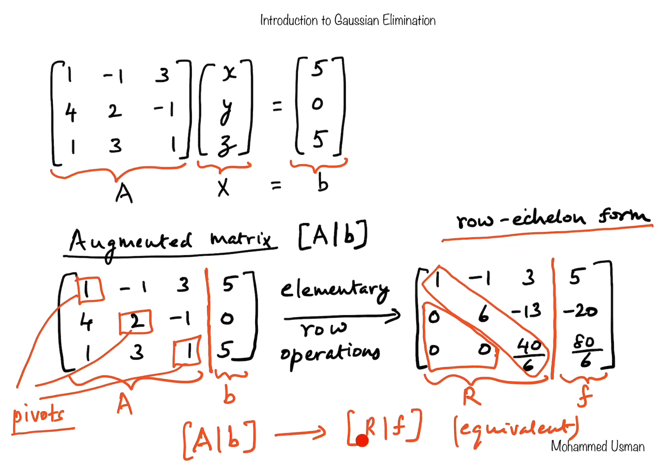If RF, the row echelon form matrix, has a solution, then the augmented matrix will also have a solution, and the solution will be identical in both the cases. So we say that the augmented matrix and the row echelon form matrix are equivalent matrices. That means if one has a solution, then the other also has a solution, and the solutions would be identical.